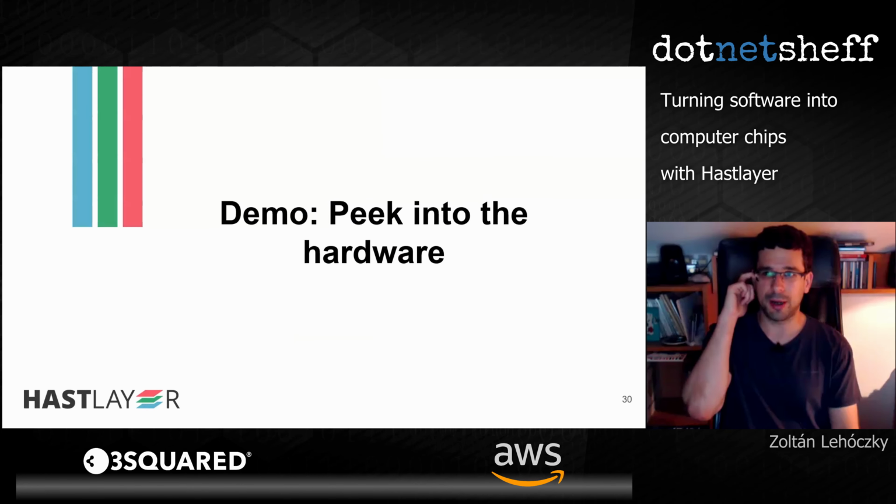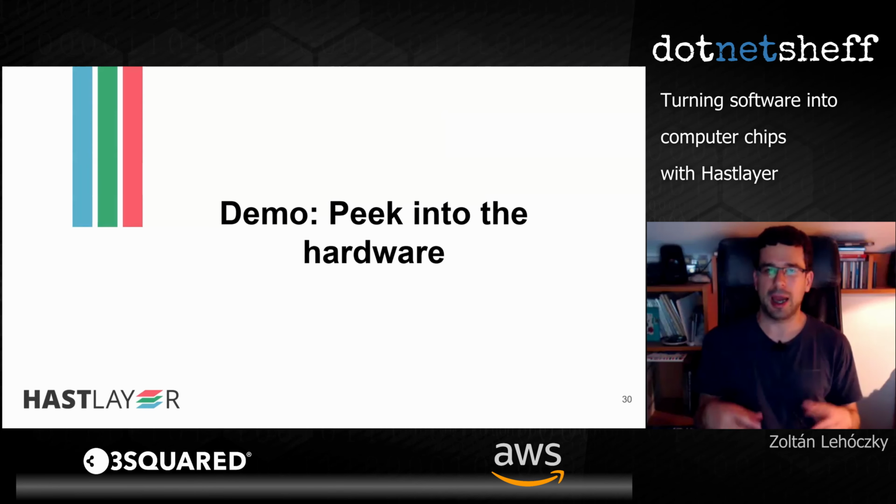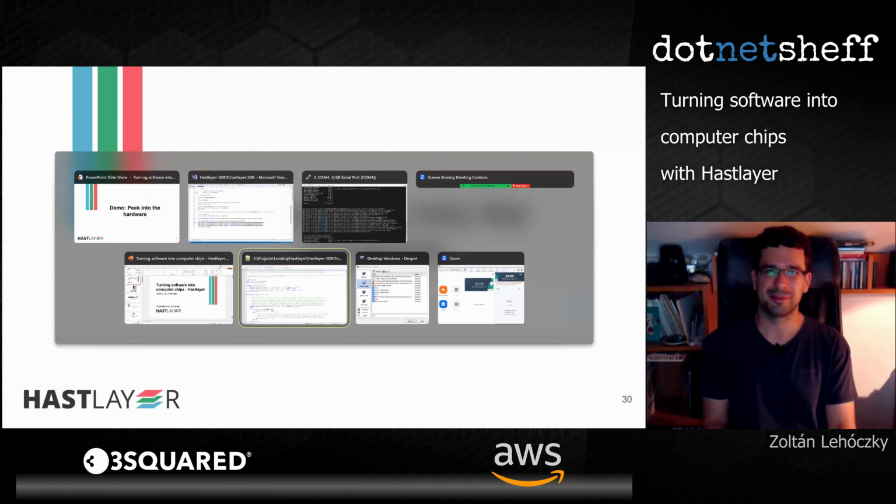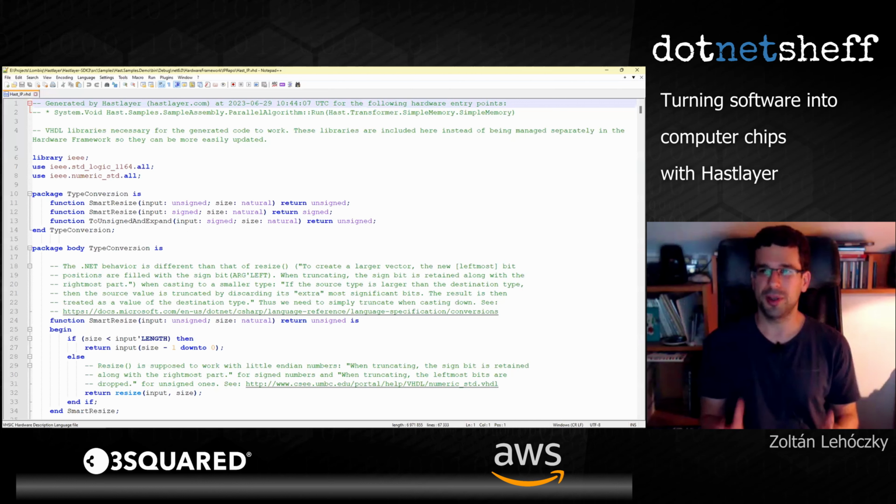And now let me show you what Hastlayer actually generates. I used a lot of metaphors here, like we are generating the hardware, but let's see where the rubber indeed meets the road. Let's see some code again, because what I'm showing you here is code, but it's hardware code. This is the code that Hastlayer generates.